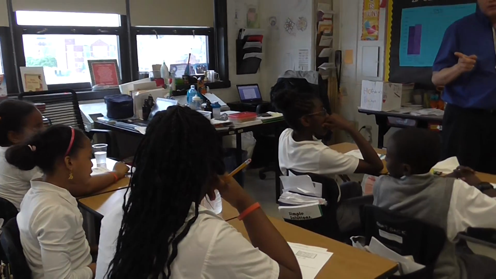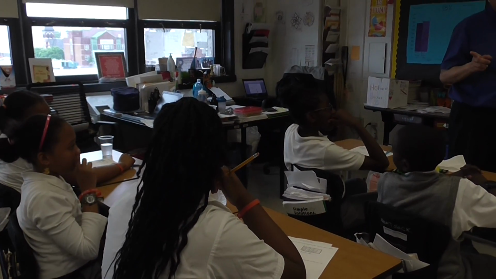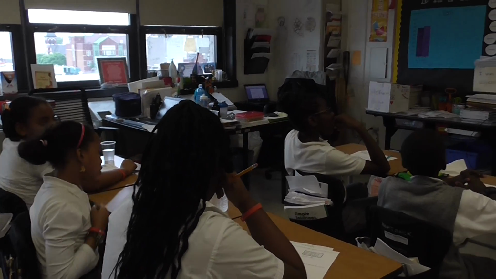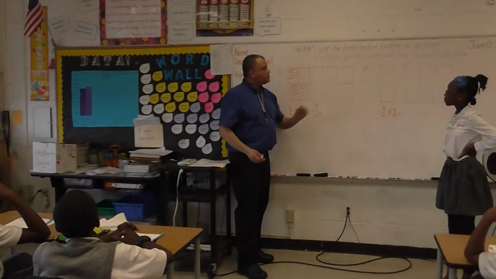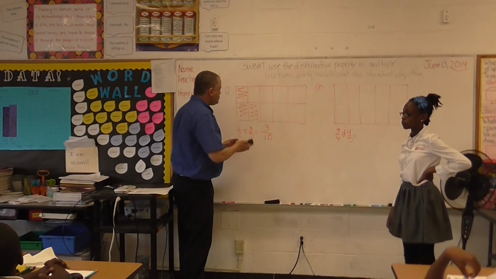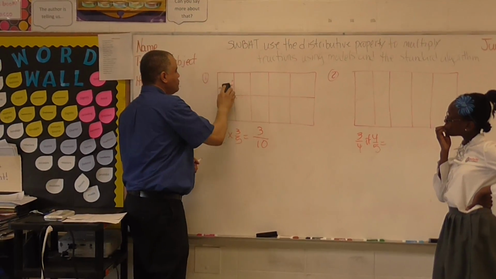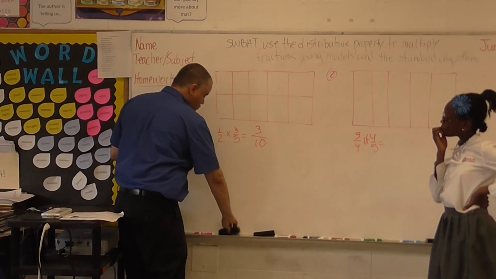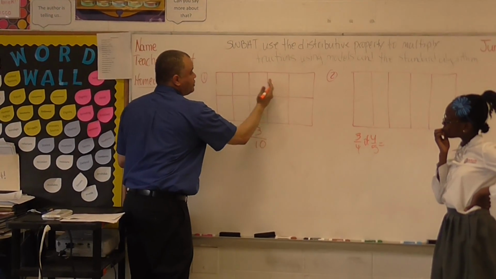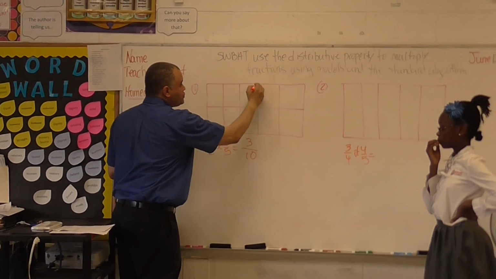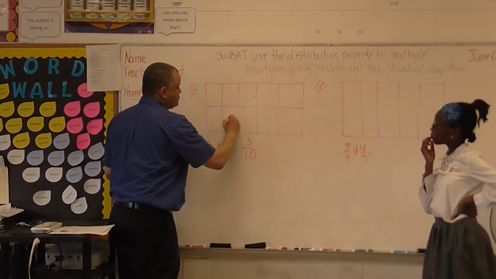So first you start off with the columns. So first you have 5 columns. So here's your 5 columns. So you only shade 3 columns in. So 1, 2, 3, 4, 5. See the fifths? We want 1, 2, 3 of them, right? So we're going to shade in 3 of them.